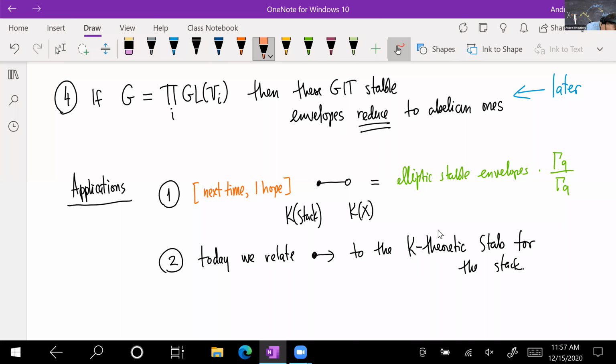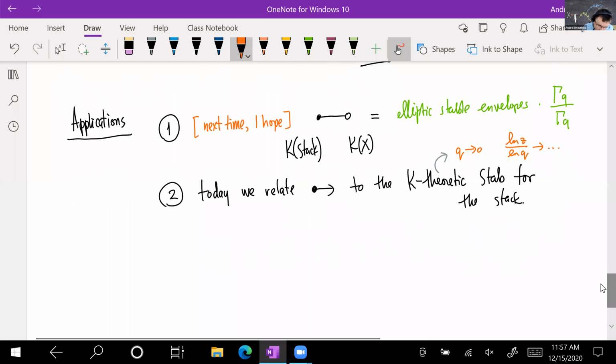So K-theoretic means Q goes to 0 limit, and then log Z over log Q goes to something. This determines the slope. Maybe we won't be too precise. And so what's the statement?